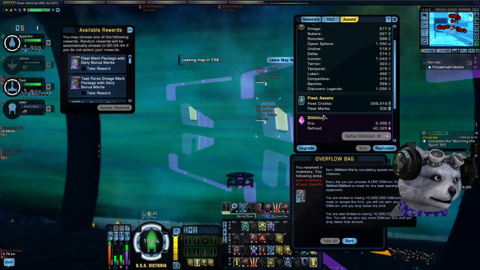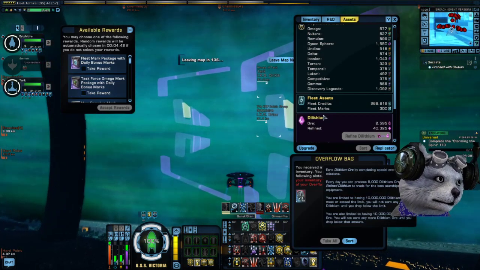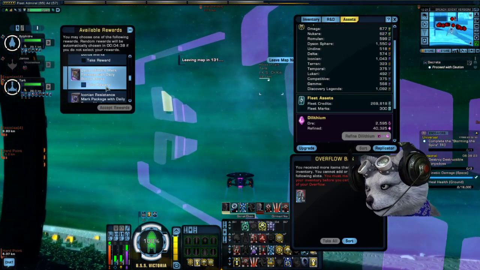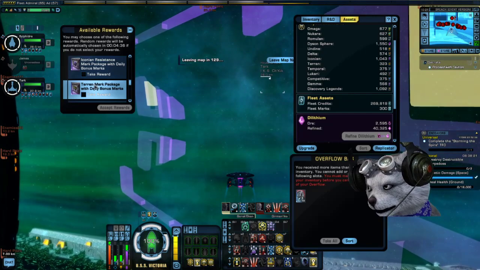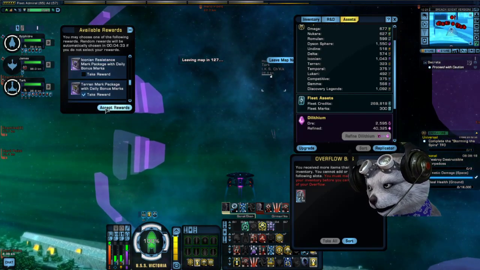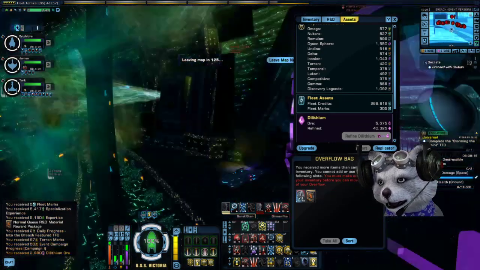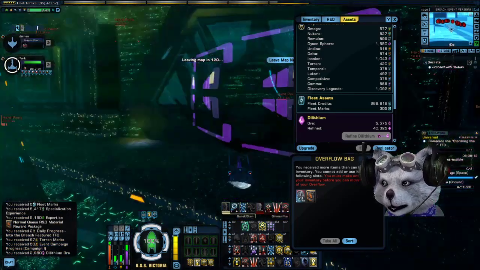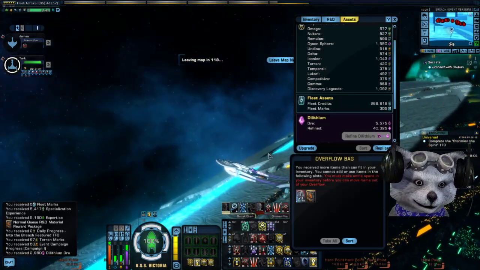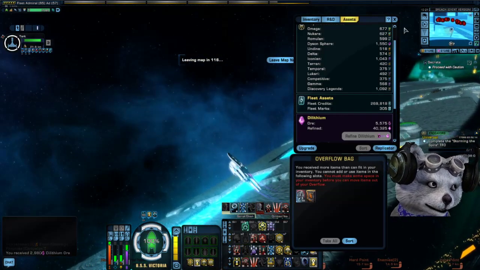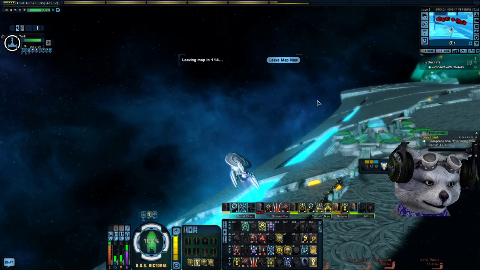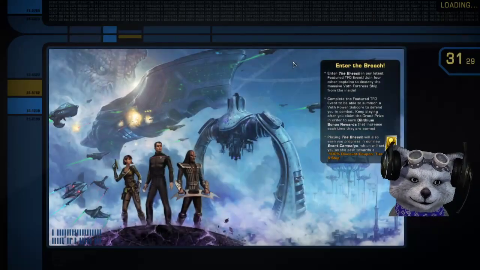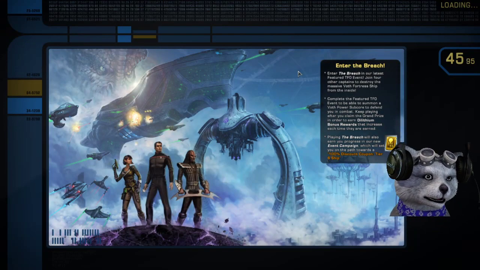Okay, there's the sphere. Got it. I keep forgetting that in this one you have to go out the way you came in, which is different than the normal breach. It's not that difficult though.